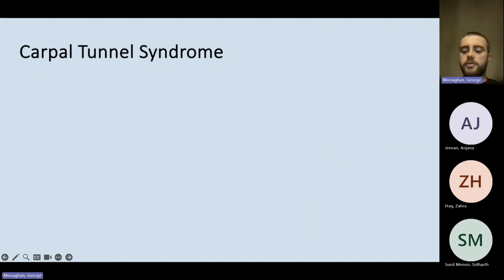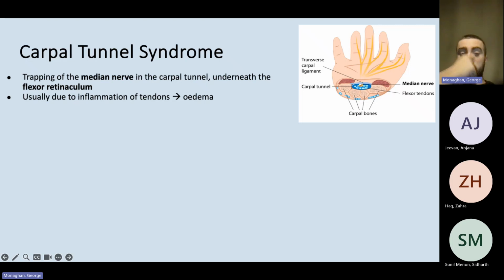Okay, so we mentioned carpal tunnel syndrome and the median nerve, and now we're going to talk about carpal tunnel syndrome itself. So it's trapping of the median nerve in the carpal tunnel, and the carpal tunnel is underneath the flexor retinaculum, and it's usually due to inflammation, because inflammation then forms edema, and then edema can increase the pressure in the area, causing the compression.